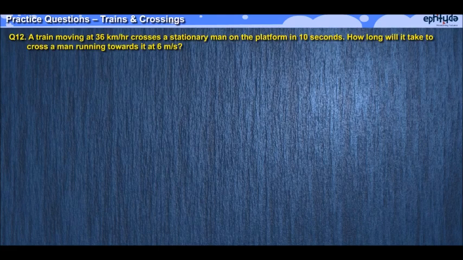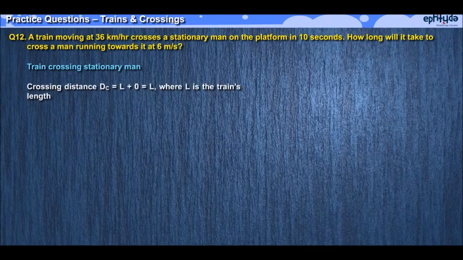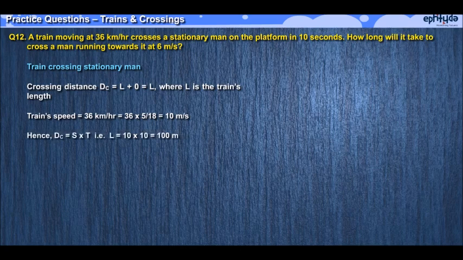Consider the first question. Here, the train is involved in two crossing situations, once with a stationary man and again with a man running towards it. Let's work on these one by one. When the train is crossing the stationary man, since the man has zero length, we will consider the crossing distance as the train's own length. Converting speed into meters per second and using this along with the crossing distance, we can calculate the length of the train as 100 meters.